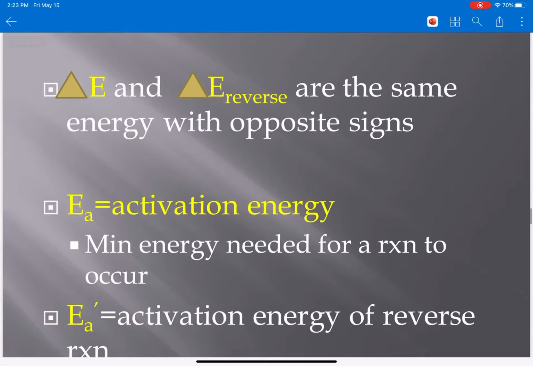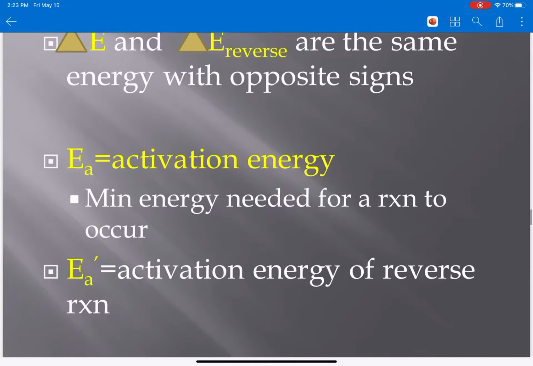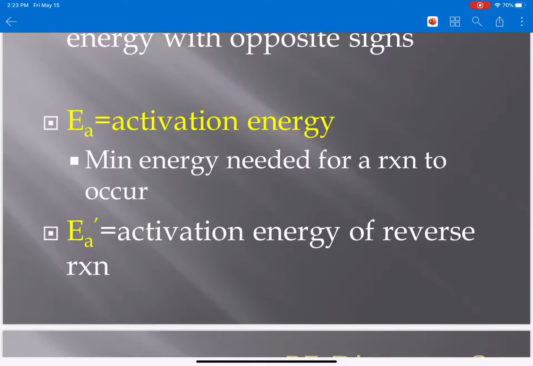So remember, delta E and delta E reverse are exactly the same amount of energy. They just have opposite signs. So if the forward reaction is endo, it would be positive. The reverse reaction is exo, it would be negative. And keep in mind, activation energy, that's the energy it takes for a reaction to occur. And EA prime is in the reverse direction.